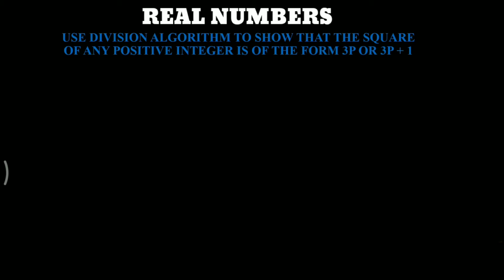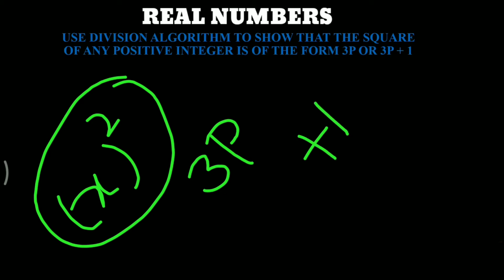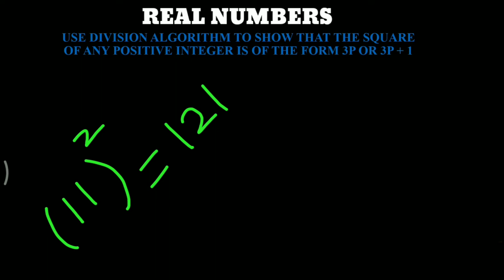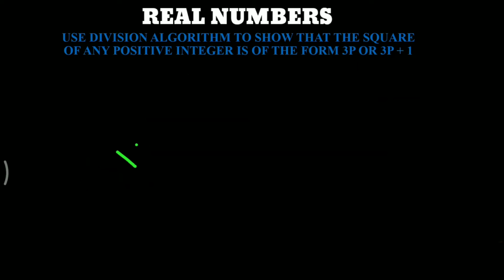So we have to take any number and square it. After finding the square, either it may be a multiple of 3 or it may be one more than a multiple of 3. Let me explain this in detail with an example. I am randomly selecting the number 11 and finding its square. 11 squared is, as we know very well, 121. This result will be in the form of 3p or 3p plus 1. So let me divide 121 by 3.